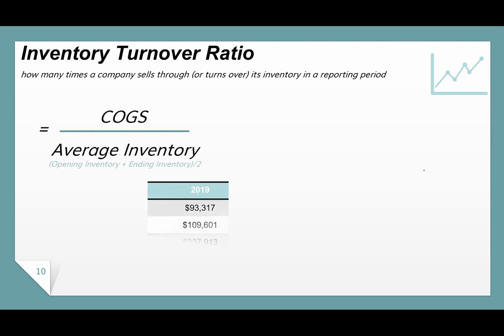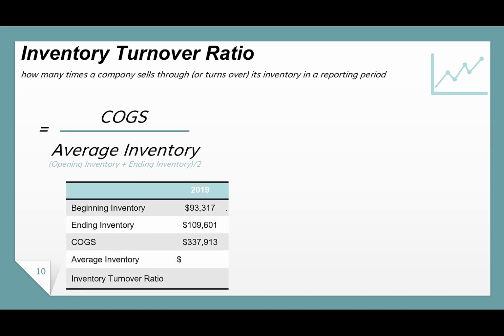We have an example here. We calculate the average inventory by adding these values and then dividing by 2. And that gives us an average of $101,459. We then divide COGS by the average value to get 3.72. This number means that the company sells through or turns over their inventory almost 4 times during the reporting period. They turn it over 3.72 times.